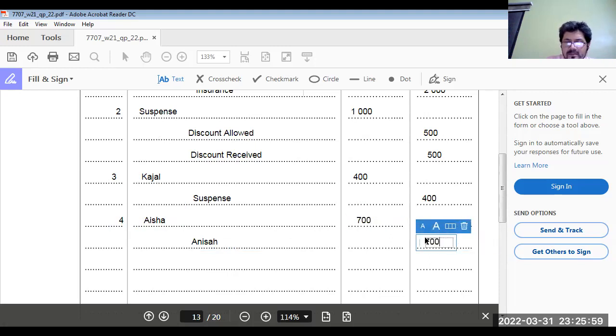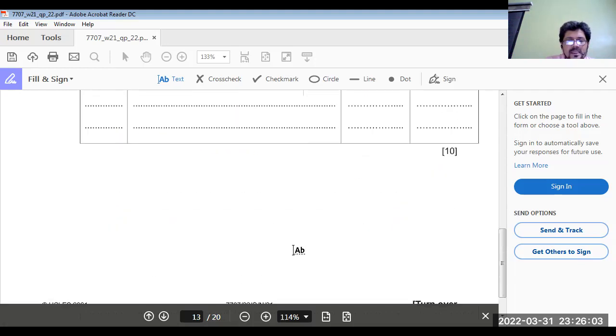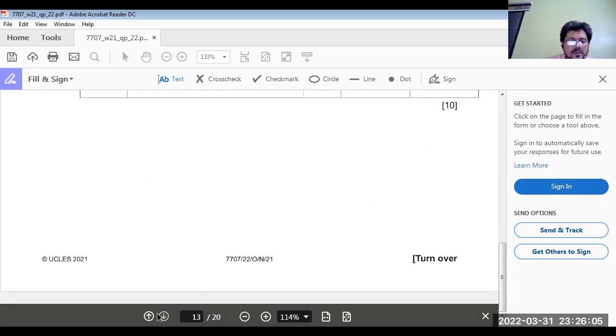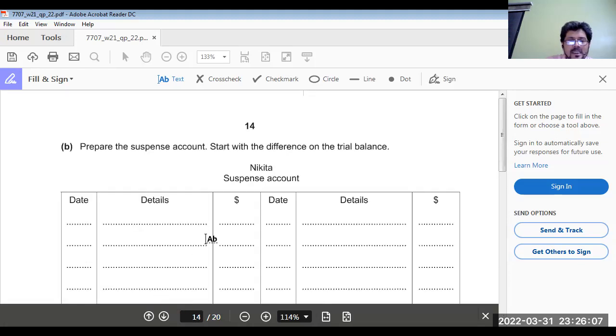Getting my point here? So this is how we rectify the entries. Now move to the next part. We have to make a suspense account. Getting my point here? We have to make a suspense account.